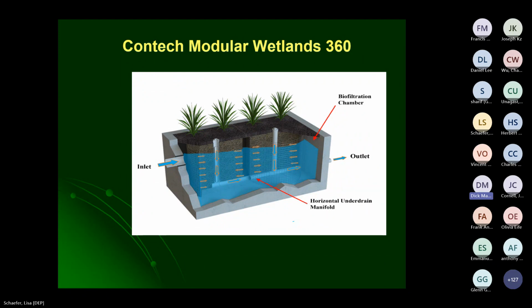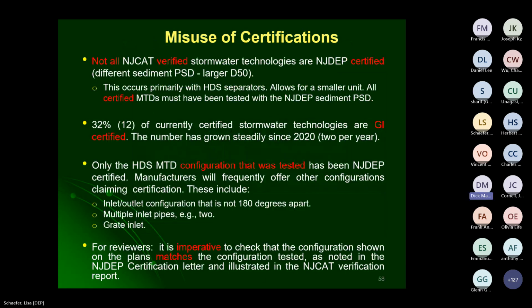All right, now let's get to a very important topic, which is the next slide, which is misuse of the certifications. First bullet, not all NJCAT verified stormwater technologies are NJDEP certified. And this is confusing to, I don't think you in New Jersey, but to a lot of other states which rely on this program, because I get calls from regulators all the time. Well, what does it mean to only be NJCAT verified and not NJDEP certified?